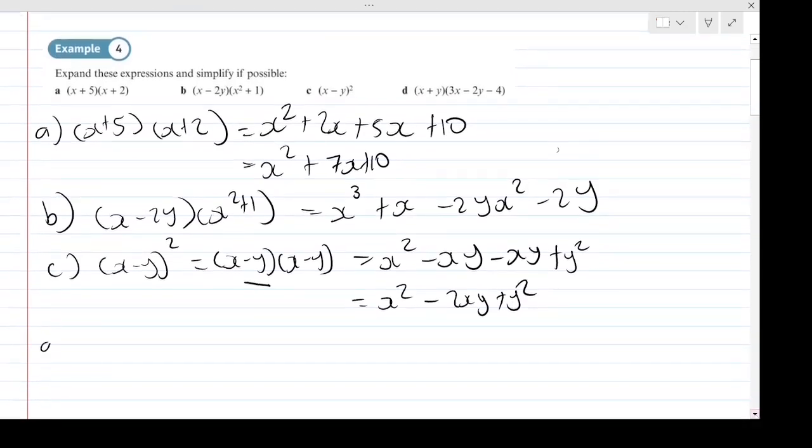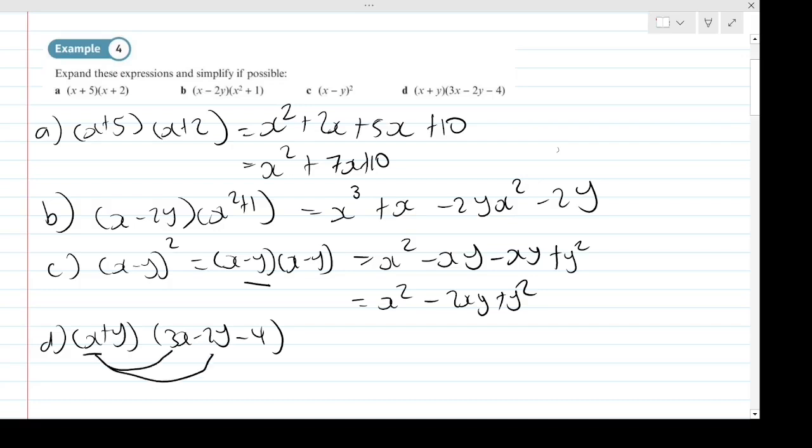We have x plus y, and then 3x minus 2y minus 4. And this is a little bit trickier because it's not two terms. Now it's three terms. The second bracket's extended a little bit. We've got more to consider, but the exact same method, okay? So with the first term in the bracket we times it by all the three terms. The only difference now is we've got three terms instead of two, but exact same approach.